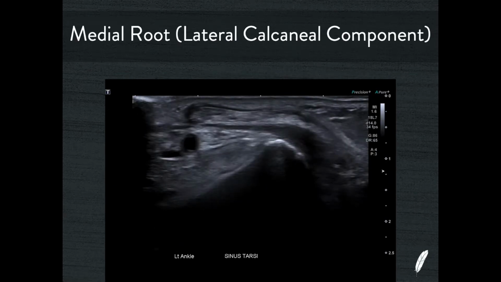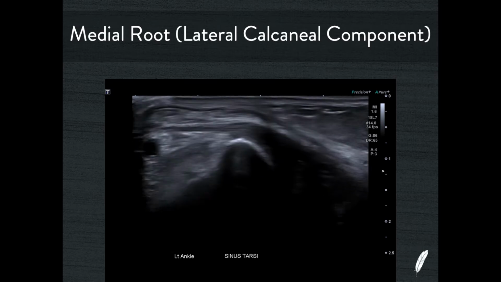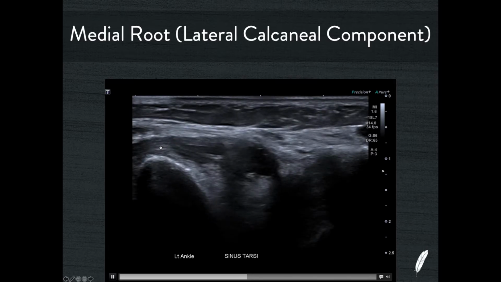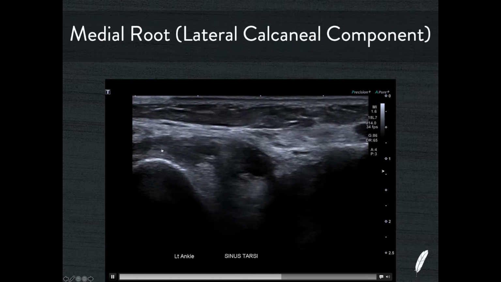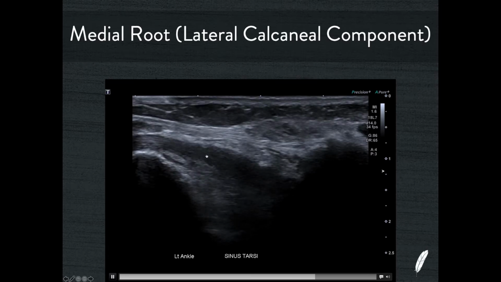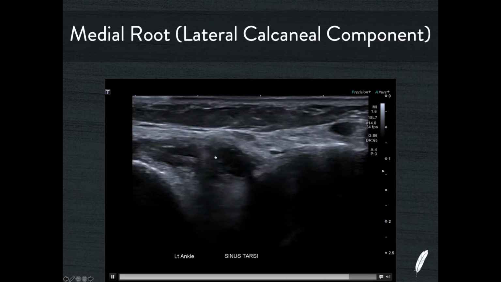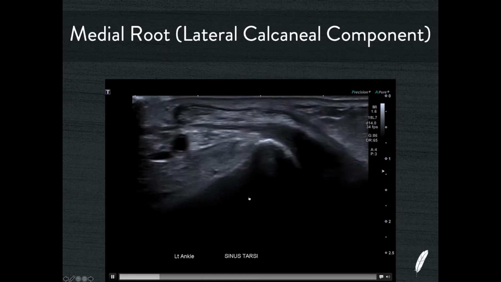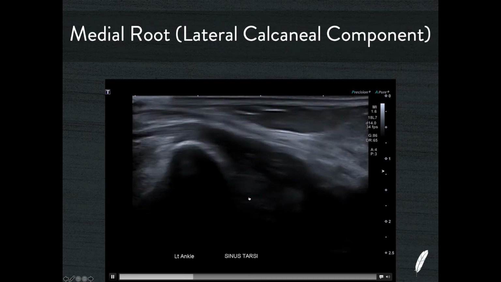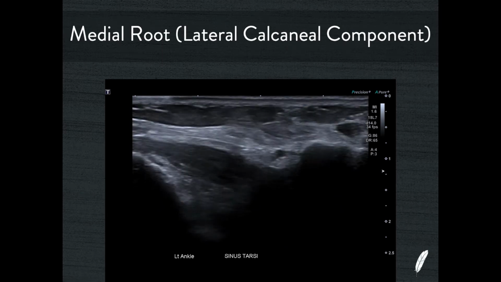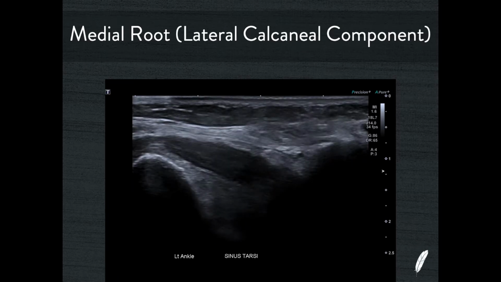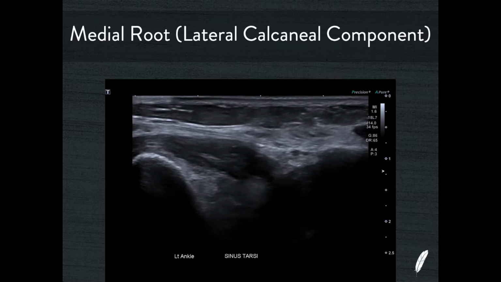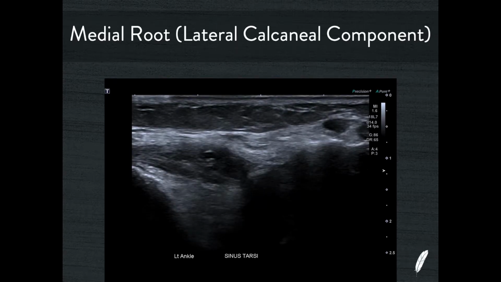So here's another nice example, and in this case you can see it's pathological. This is the other foot, so it's the other side, and you can see how here the medial root of the lateral calcaneal component has been damaged. And so you can see it's thickened, hypoechoic, and has multiple areas of cystic change inside it. So this is an acute traumatic injury of the extensor retinaculum apparatus within the sinus tarsi, and this is where the patient was point tender on examination clinically.